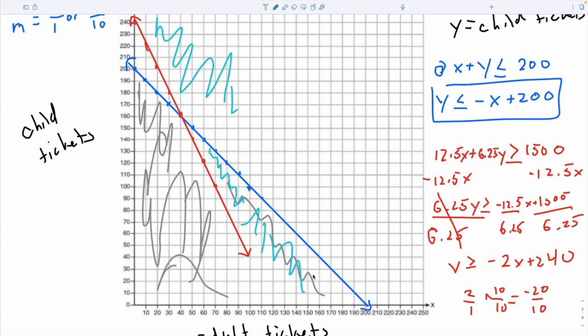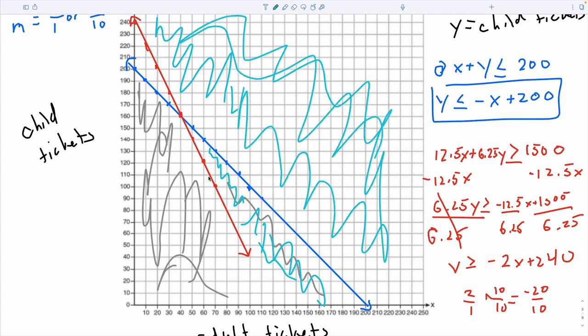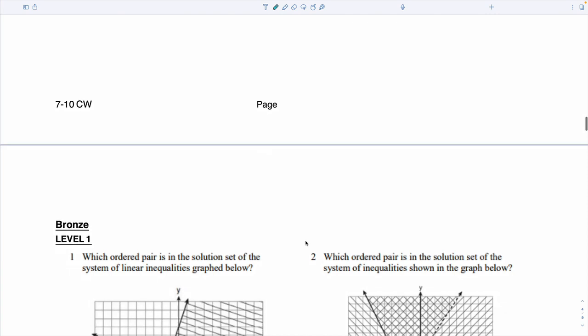And my overlapping section is this little sliver right here. So I would need to sell either 140 adult tickets right in the middle and 30 child tickets. If I wanted to sell more adult tickets, I could sell 110 adult tickets, but 80, no, reverse that. 100 child tickets, but 90 adult tickets. So any point in here would work for my solution.